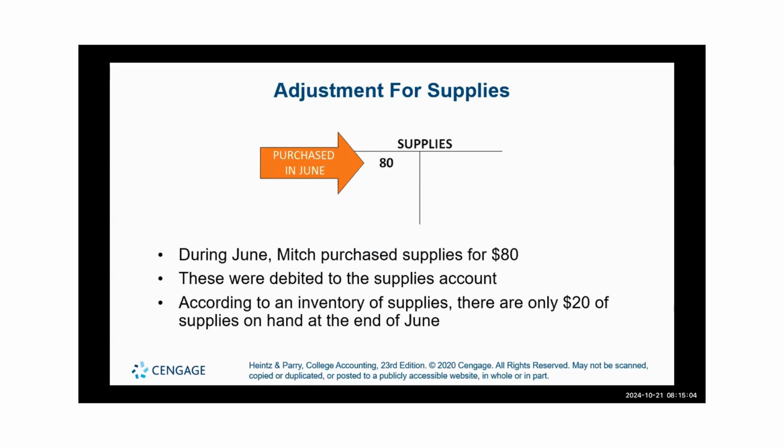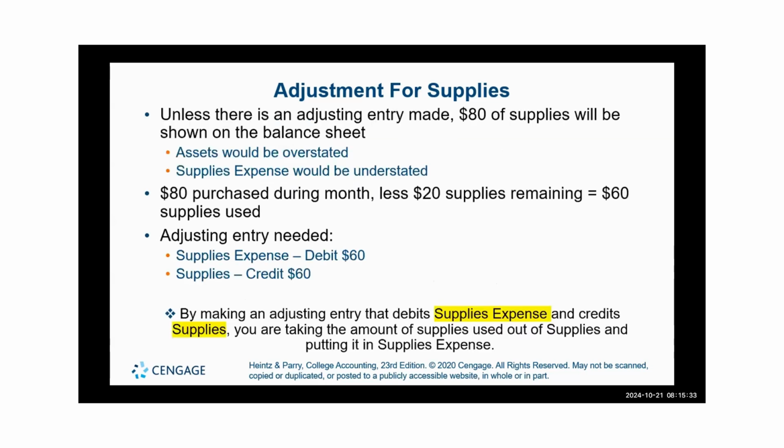All right, so let's look at adjusting supplies. During June, Mitch purchased supplies for $80. So that's an asset account that increases on the debit side. But when he goes back and looks at the supplies, he's only got $20 left. So how much did he use up during the month? If I start with 80 and I end with 20, how much did I use? 60. Yeah, that is the most math we're going to do here.